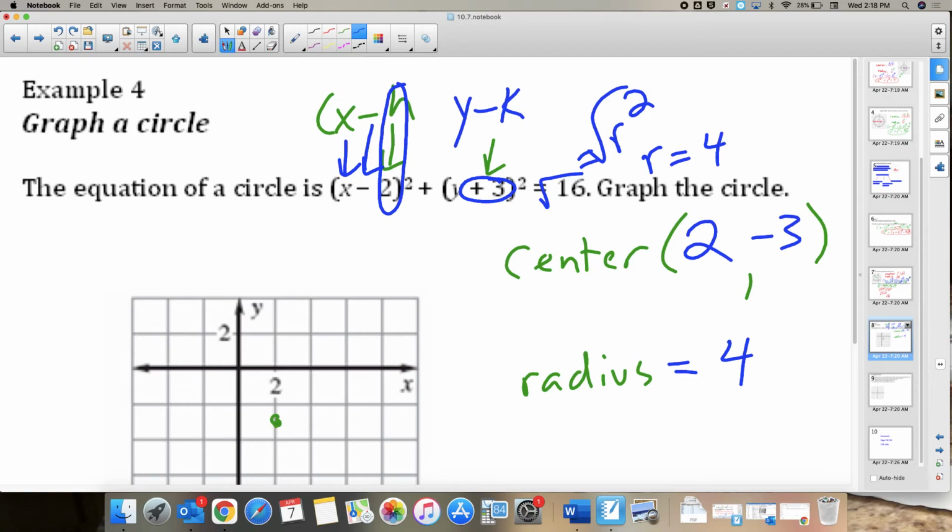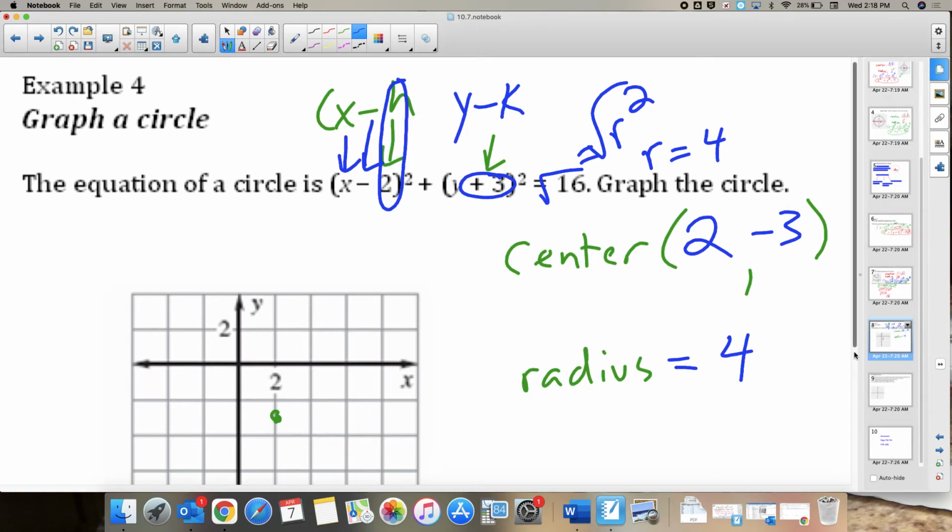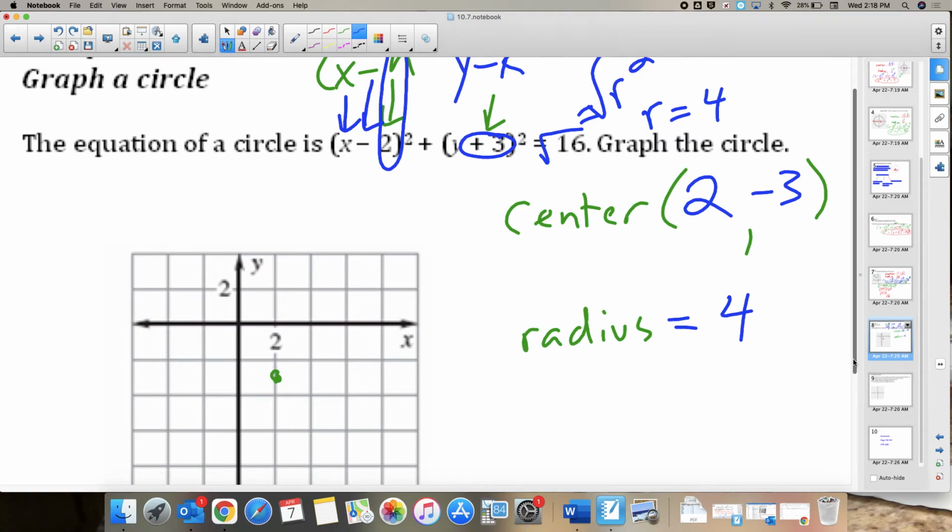Now, my advice to you on how to draw a circle here, give yourself a couple feeler points. We know our radius is 4. So go right 4, go left 4, go up 4, go down 4. And then you can go ahead and connect your points. And it kind of gives you a feel of where your circle should be.